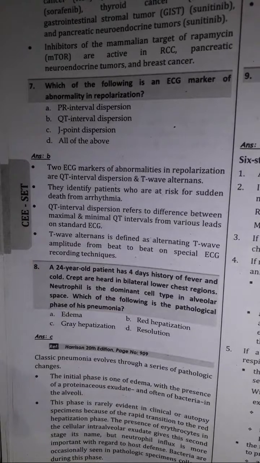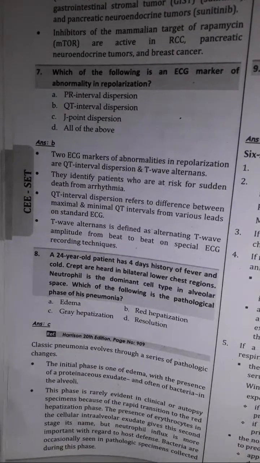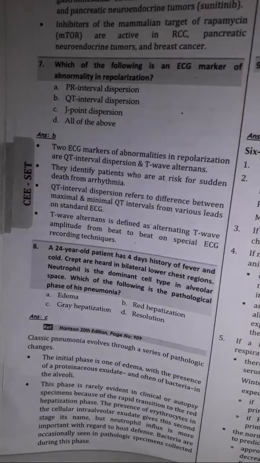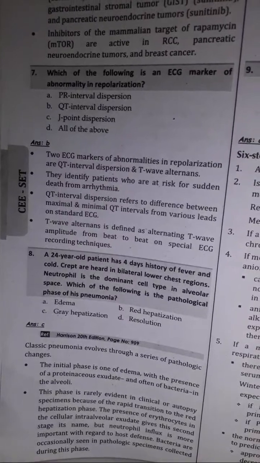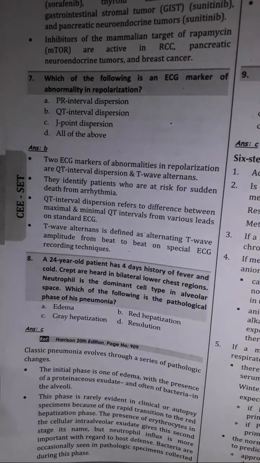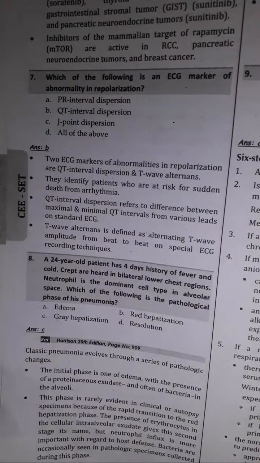A. PR interval dispersion, B. QT interval dispersion, C. J point dispersion, D. All of the above. The correct answer is QT interval dispersion. Which of the following is an ECG marker of abnormality in repolarization? The answer is QT interval dispersion.